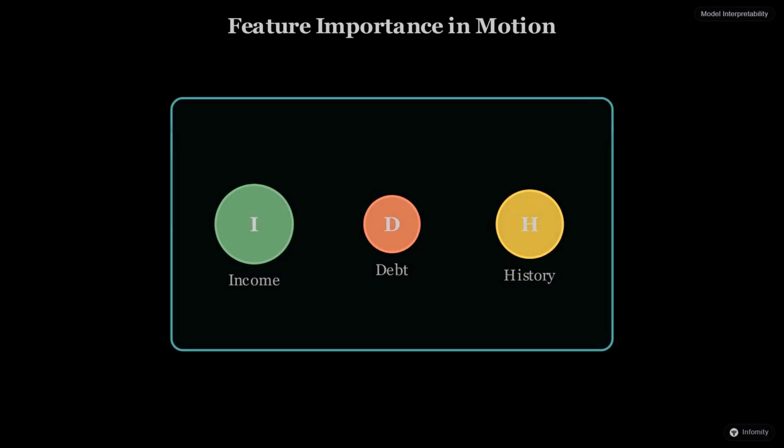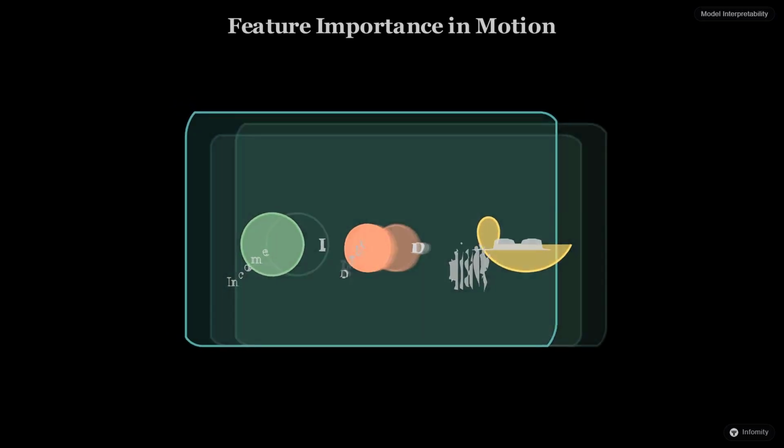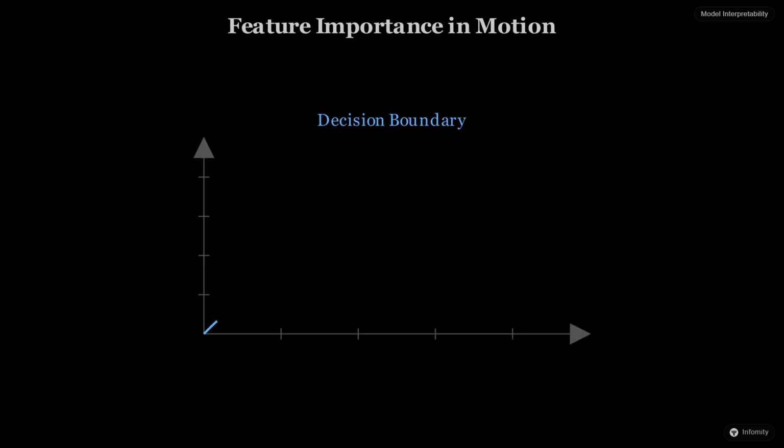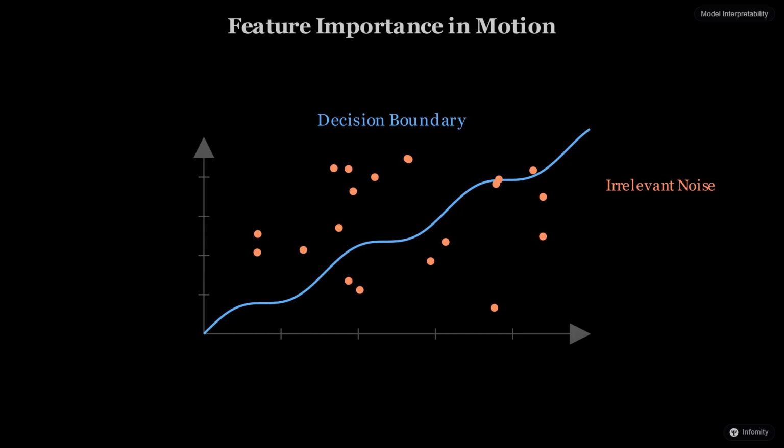Interpretability allows us to measure feature importance. Think of it as weighing the influence of different inputs. If the income gear is spinning rapidly while the debt gear barely moves, we know the model is prioritizing earnings over existing loans. By visualizing these weights, we can confirm if the model is focusing on the right information, or if it is being distracted by irrelevant noise in the dataset.